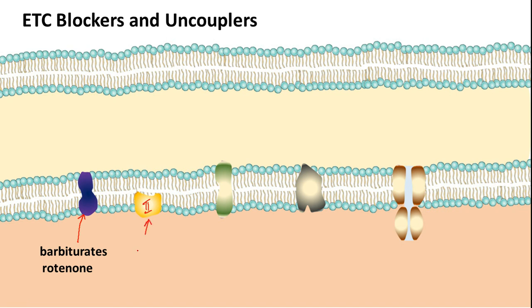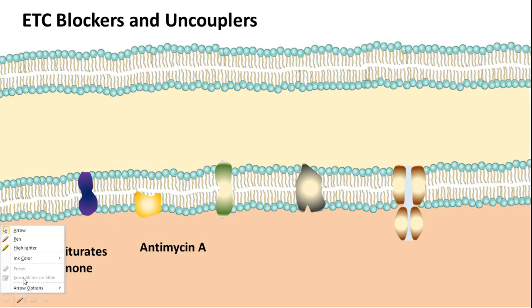Here we have one natural substrate, that is malonate. Malonate can block complex number 2. The third one is, in the third complex we have one antibiotic, we call it antimycin. So it blocks complex number 3.